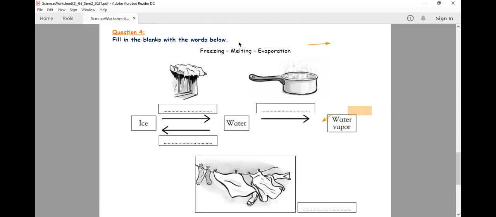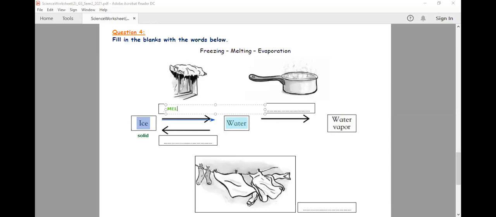Dana, we have three words: freezing, melting, evaporation. Dana, when ice becomes water, so it's the solid water turning into liquid water, what do we call this process? Melting. Bravo, Dana. Ice is the solid state of water. When ice, which is solid, turns into water, which is the one that we drink, we call this step melting.